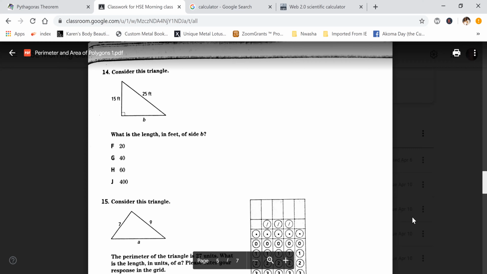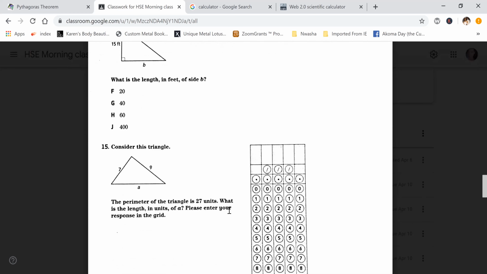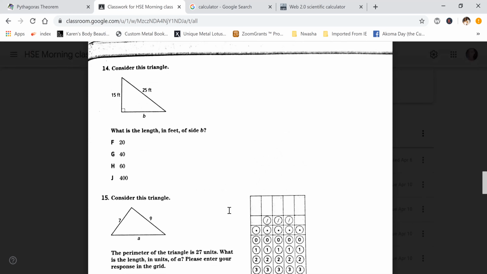I didn't hear the answer to the question. It is F, 20. Okay. Well, this is kind of just along the lines of a one-step problem now. So how do you come up with 20? So the same exact way.